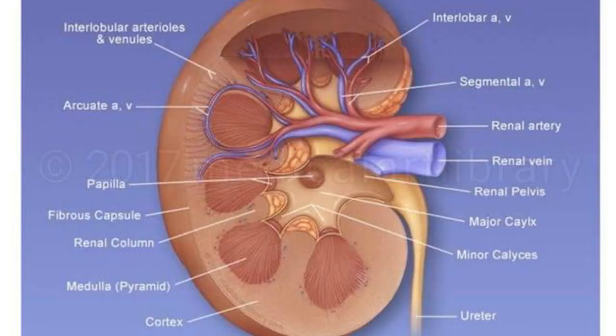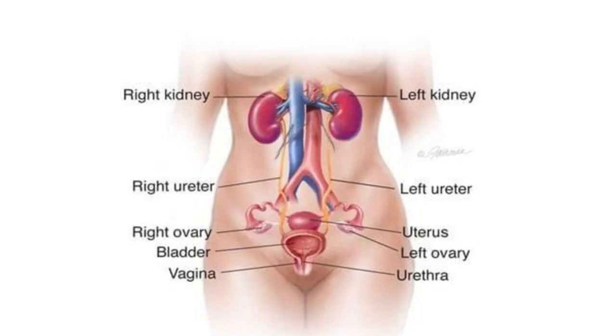This is another diagram. This is the structure of the right and left kidney. It is connected with the urinary bladder with the help of the ureter.